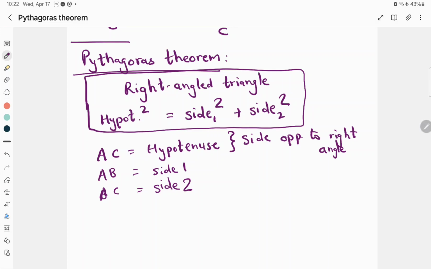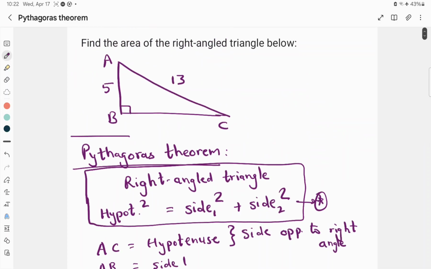That means the right hand side of this equation, let's call this equation star, is known. If the right hand side is known, that means the two sides are known, then we can calculate the hypotenuse. Suppose we calculate the side BC here. How is that going to help us? So using the theorem we can calculate this unknown side, but if we can do that, then life is easy, because area of a triangle is equal to half into base into height.